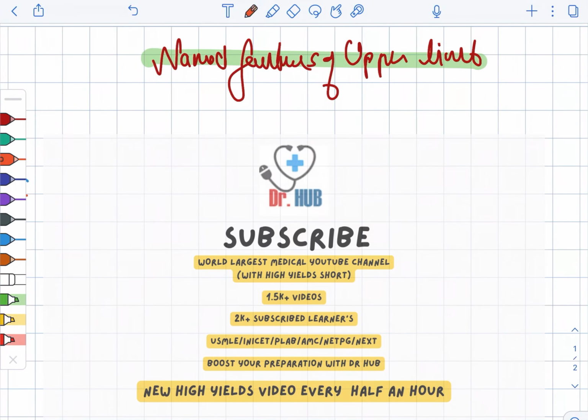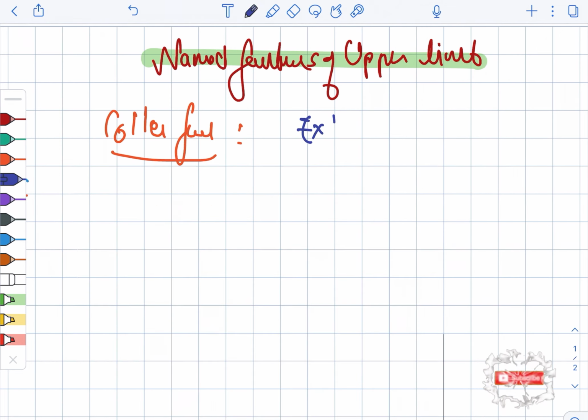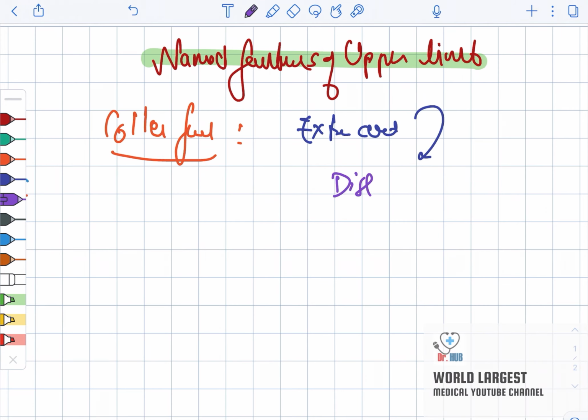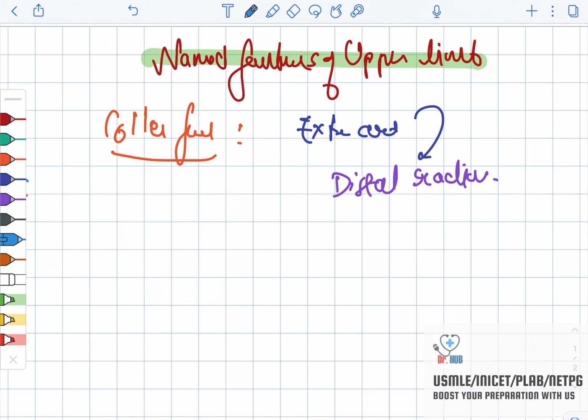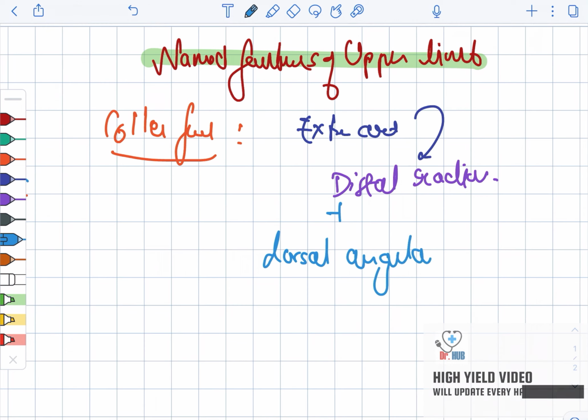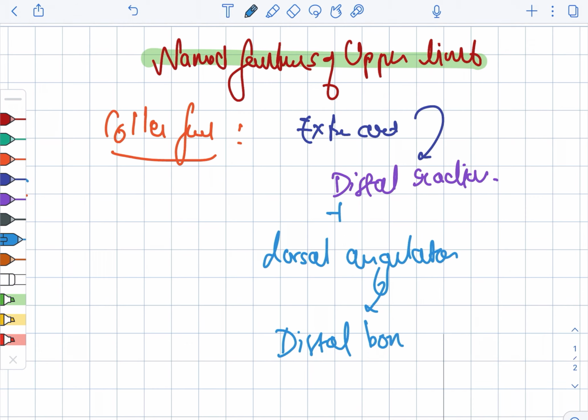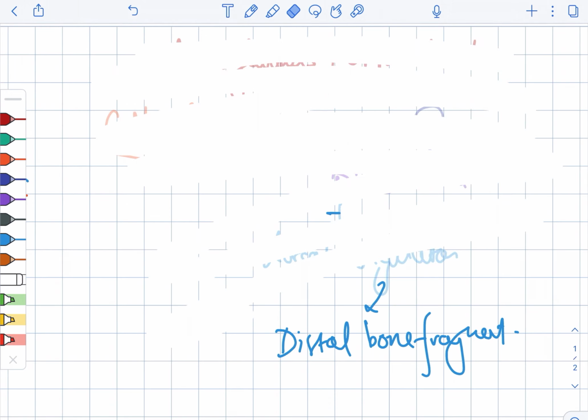Named fractures of the upper limb. So firstly, looking at the Colles fracture. Colles fracture is nothing but an extra-articular fracture of the distal radius, along with dorsal angulation of the distal bone fragment. So basically, Colles fracture is something to do with the distal radius.